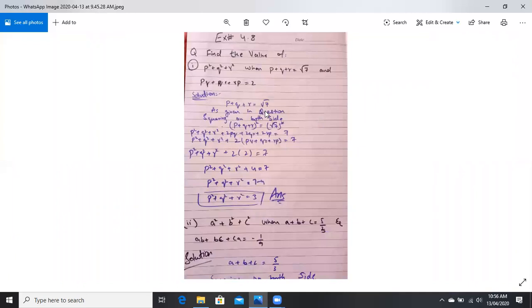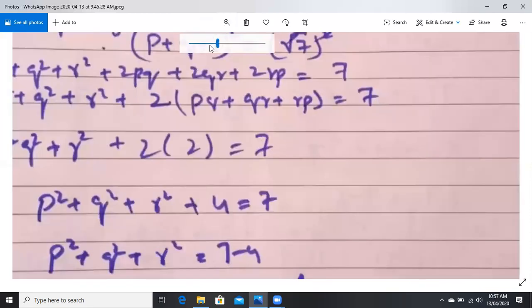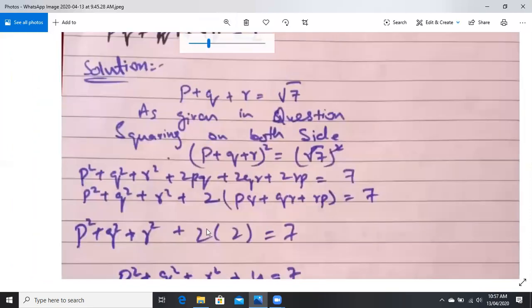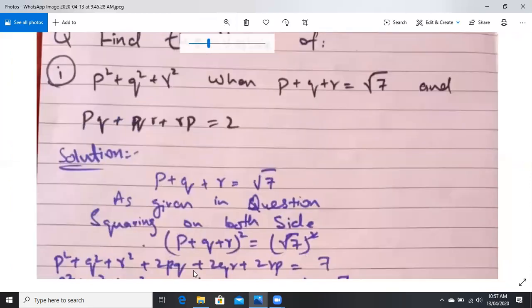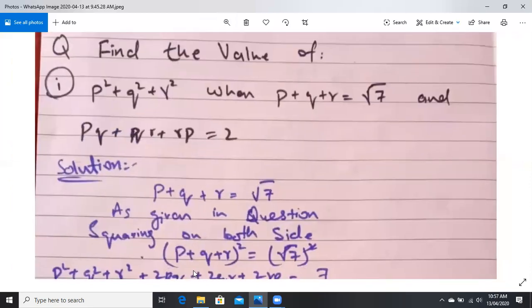So here we have to find the value by using the similar formula, which is an important question for our final exams and a most interesting question. Don't forget to remember the formula. Here we have to find the value of p square plus q square plus r square when p plus q plus r equals the square root of 7 and pq plus qr plus rp equals 2. So now our target is to find the value of p square plus q square plus r square.